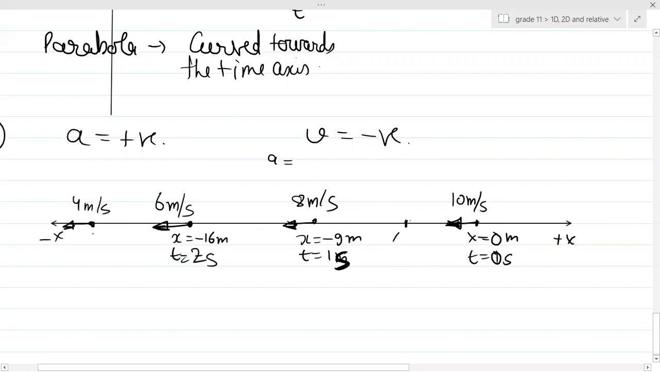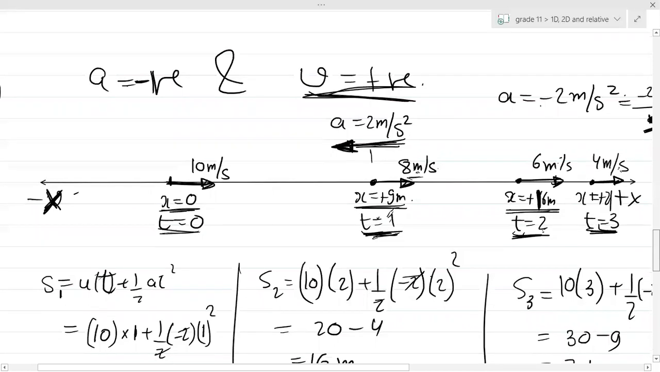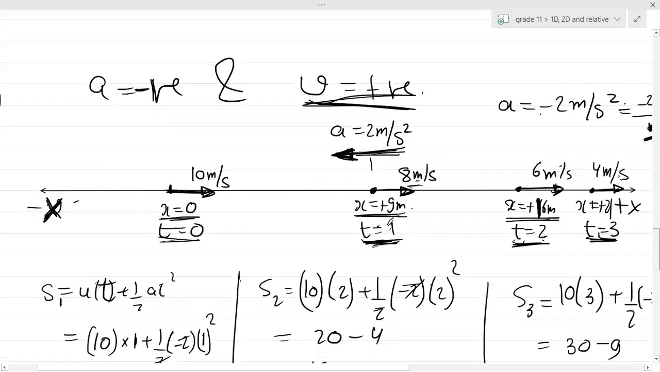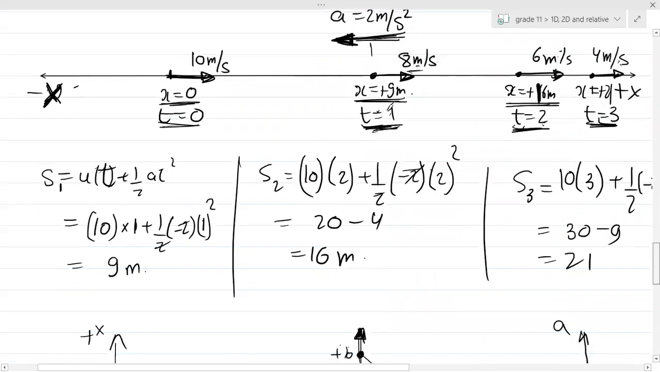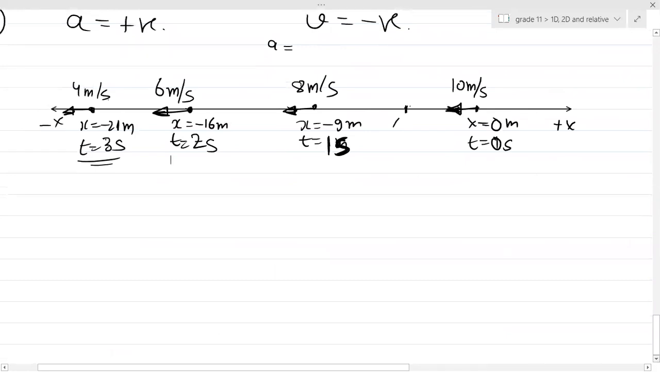4 meter per second, x equals minus. Sir, what did you write over here? 1 second. Okay. Can you see the whole motion is exactly the same as this, but just happening in the negative direction? Yes or no? So basically, you will draw the same graph, but in the negative x-axis.